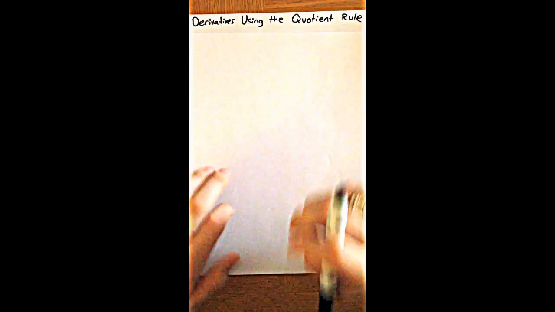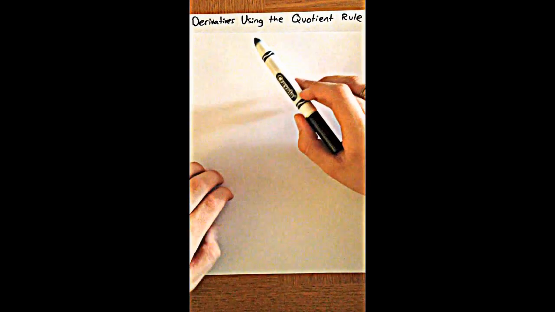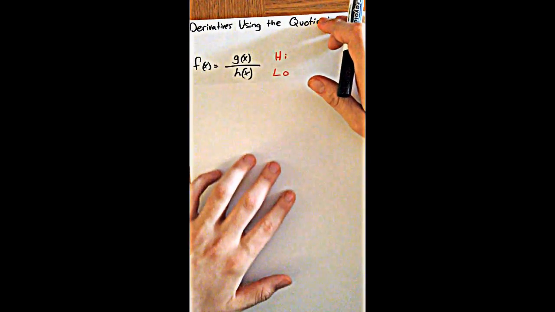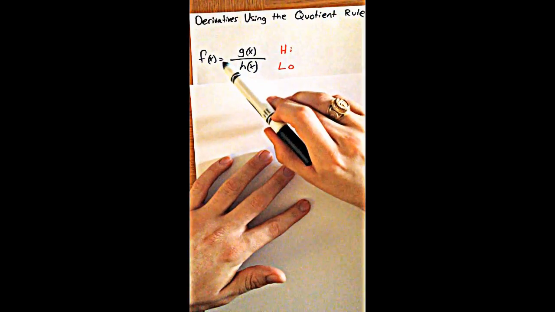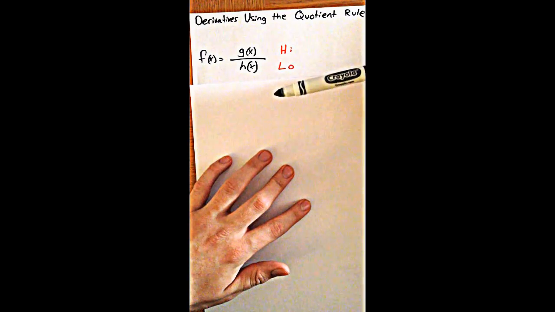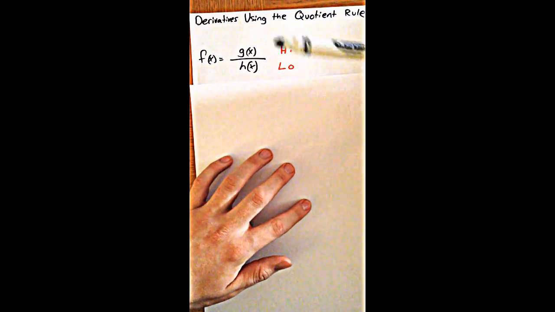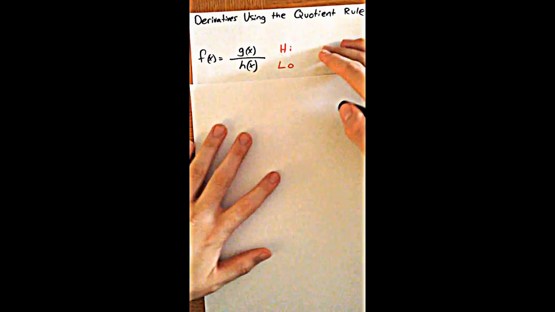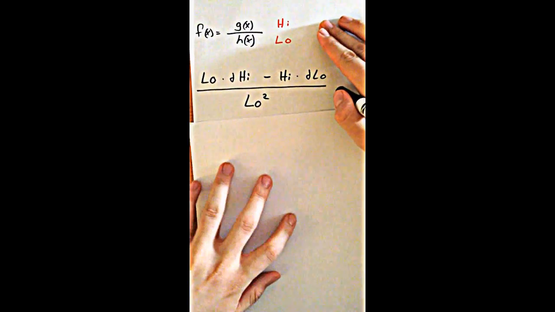Hey everyone, in this video I'll demonstrate evaluating derivatives using the quotient rule. Now in this scenario we'll want to have a function of x that divides two other functions of x, say g of x and h of x. Here I've labeled the top function high and the bottom function low so that we can use this mnemonic I've created that rhymes.